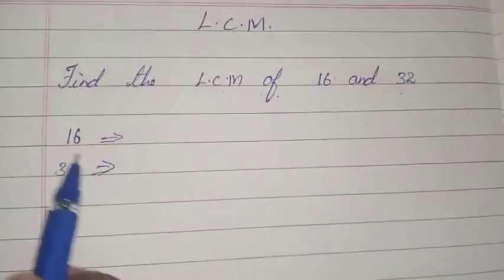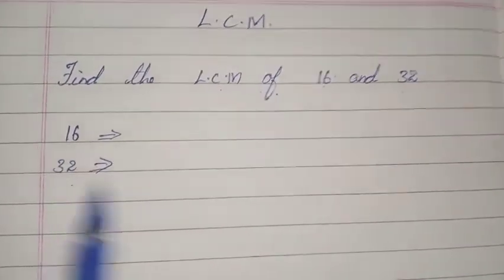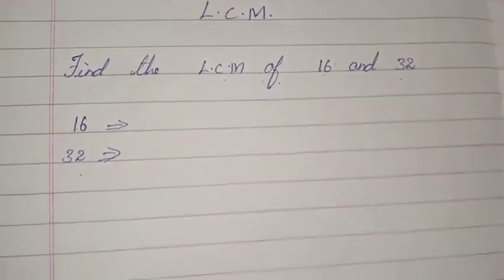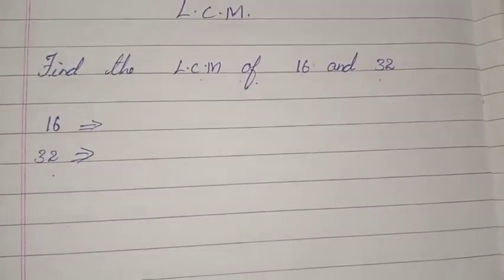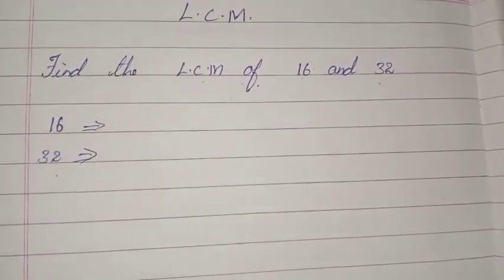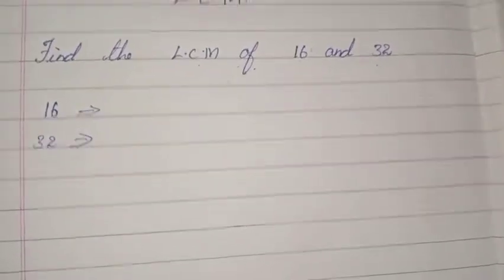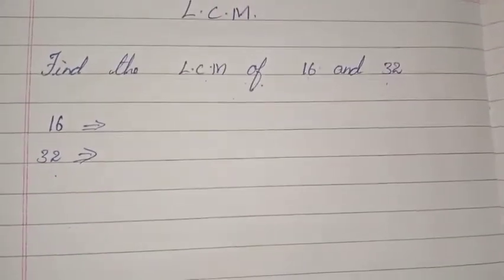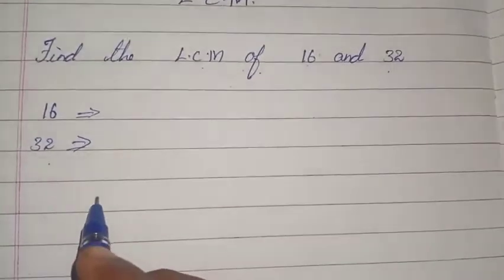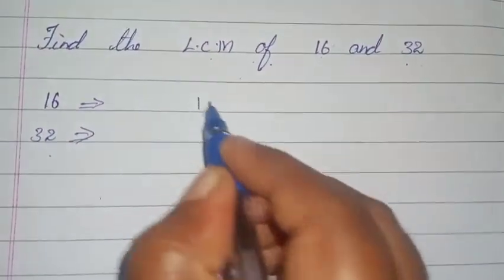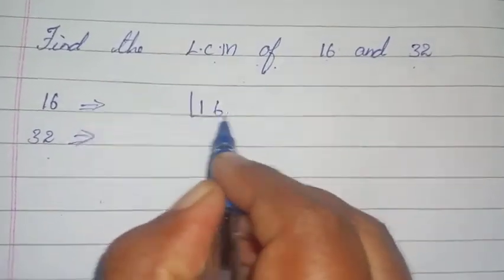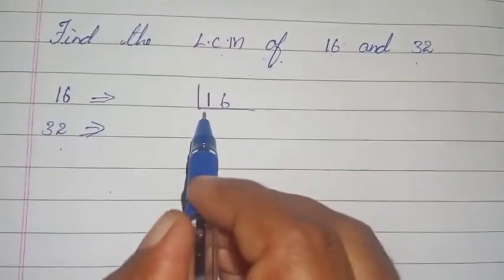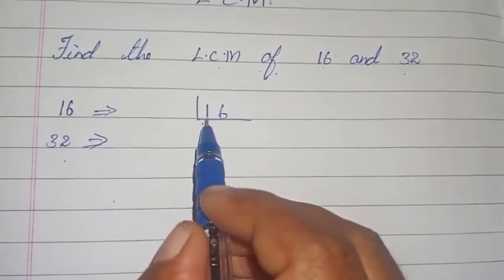These are somewhat big numbers, so you would have to multiply or add again and again and then write the multiples. Instead of that, we are going to learn the proper method, the division method, just like the HCF. First of all, you have to write 16, leaving some space between the digits. Now, just think about it, what are the prime numbers?